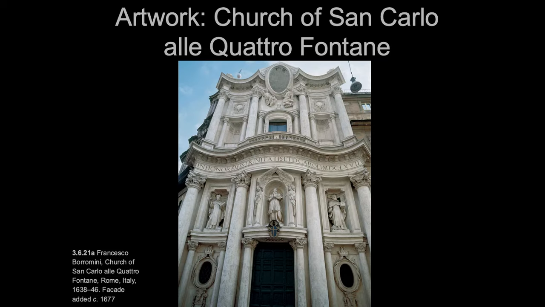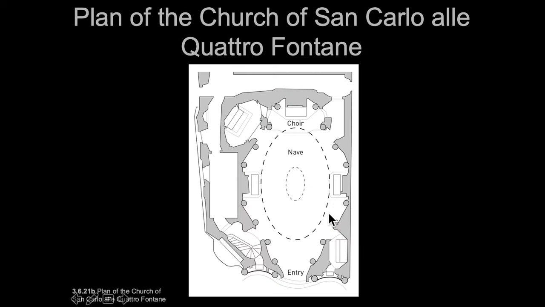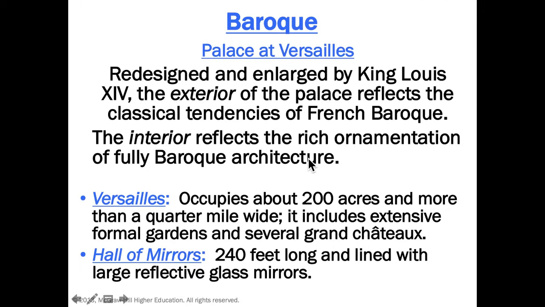And then the Church of San Carlo alla Quattro Fontane. This has a little bit of a better shot on it, and you can see the floor plan here is not our symmetrical cross plan, and it's not a circle. It's just kind of an oval shape with some irregular areas coming off to the side. So we've left the idea of the Renaissance with that perfect organization.